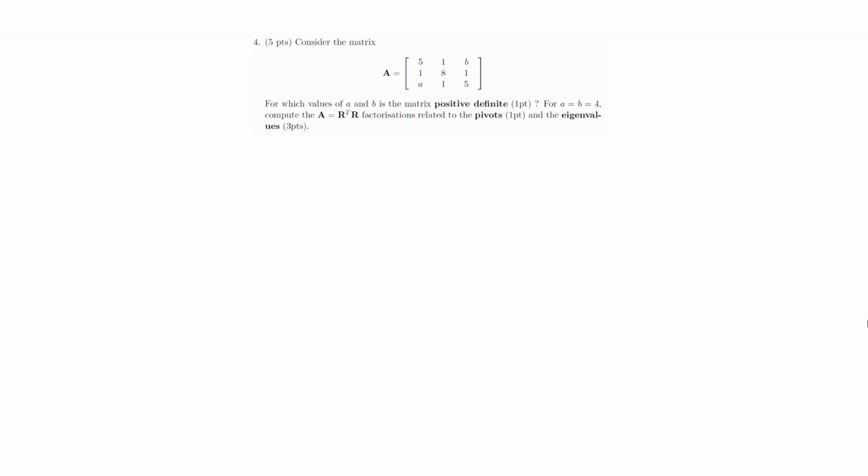Let us now have a look at question 4, which is also a rather standard question in a linear algebra exam. So you're given a matrix A, which is parameterized by 2 parameters A and B, and you have to compute for which values A and B this matrix is positive definite. Then for values A equal B equal 4, you have to compute a factorization A is equal R transpose R, one that is related to the pivots and one that is related to the eigenvalues. If you're preparing your exam, it's time to push the pause button.